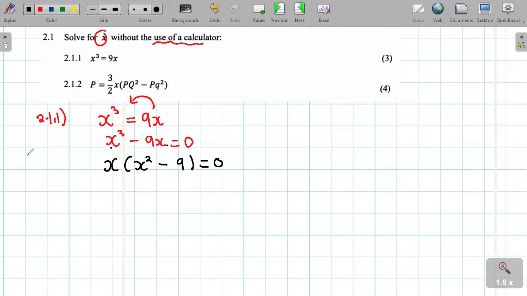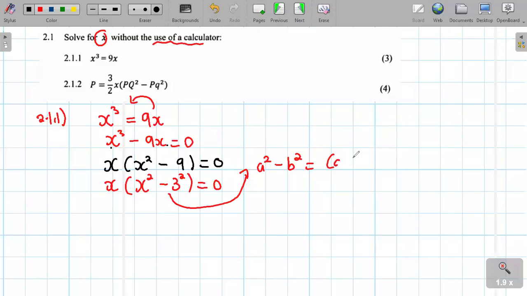Remember, 9 can be written as 3 to the power 2. So I have x times (x squared minus 3 to the power 2), which will give you 0. What is this? A squared minus b squared equals a plus b times a minus b. Difference of two squares. So it means I'm going to have x times (x minus 3)(x plus 3), which will give us 0.